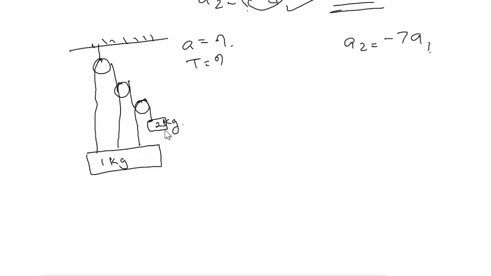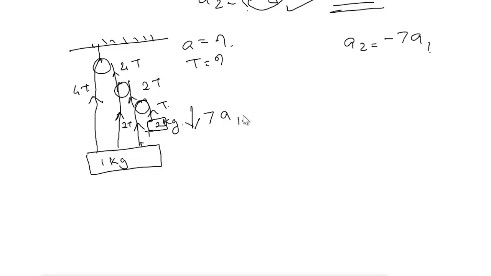For the 2 kilogram block, the acceleration 7A1 is acting in the downward direction, so there will be a tension in the upward direction. Here also, with a massless string, the tension acts in the upward direction. So 2T is acting upward, and this 2T will be acting here also. 2T and 2T together give 4T, so here we will be getting a tension 4T.